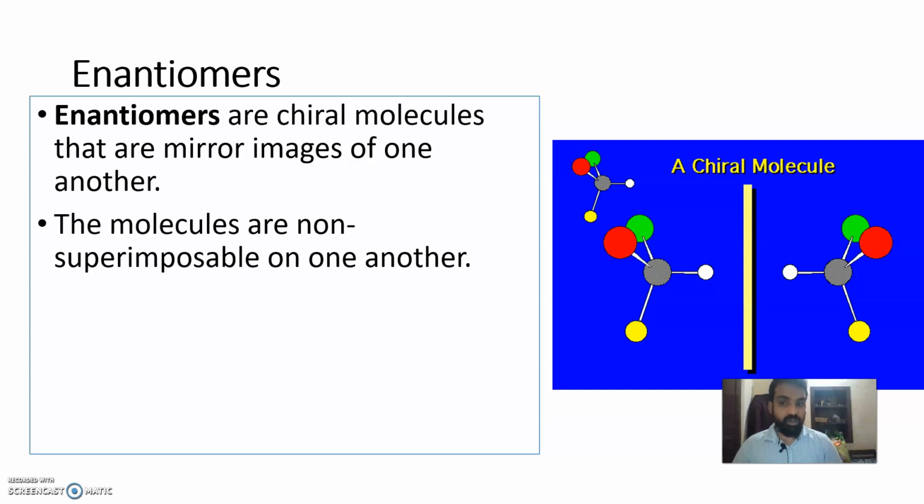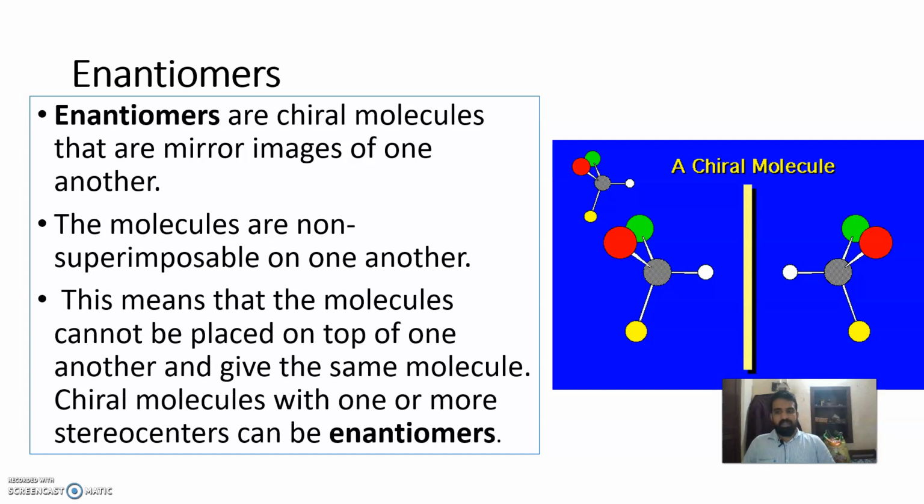The molecules are not superimposable on one another. That is, this means that molecules cannot be placed on top of one another and give the same molecule. Chiral molecules with one or more stereo centers can be enantiomers.